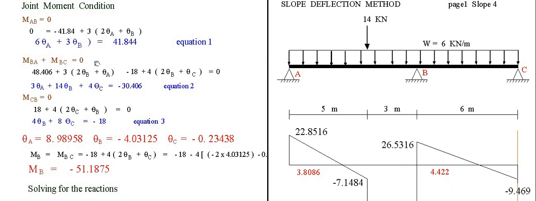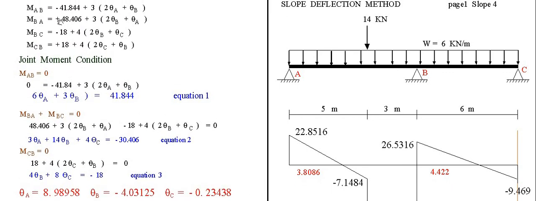Then what is BA? Moment BA, again we create this. Then moment BC, we created this. Then we add these two and equate this to 0. Okay, so 48, 0, 6 plus 3 theta A, theta B, theta A. And this, copy this here, 10 plus 4, 2 theta B plus theta C. Equate that to 0.